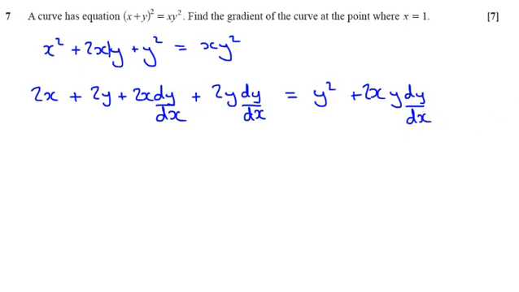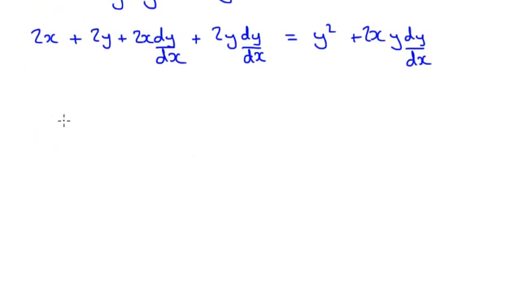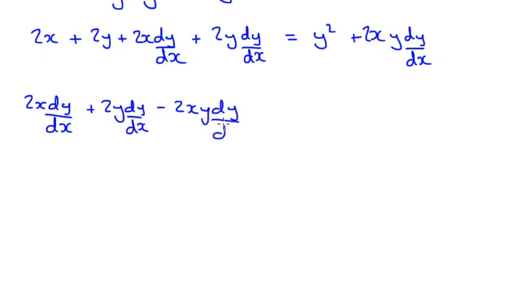Okay, so next job is to get what dy by dx equals, so we're going to need to get all the terms with the dy by dx on one side and all the terms without on the other. So I'm going to have my 2x dy by dx, my 2y dy by dx, and I'm going to take away this 2xy dy by dx so that it's on the left hand side, and that's going to equal this y squared minus 2x and minus 2y.